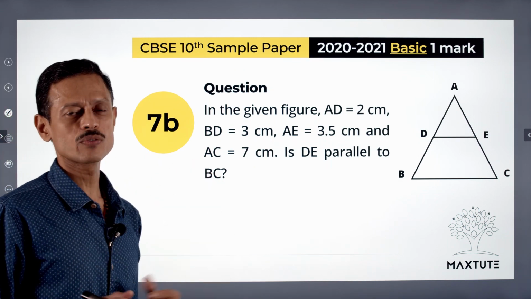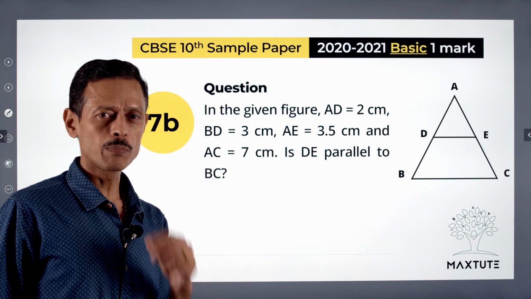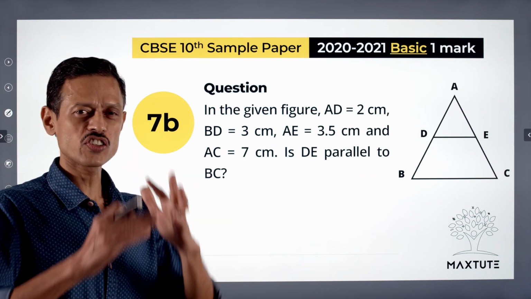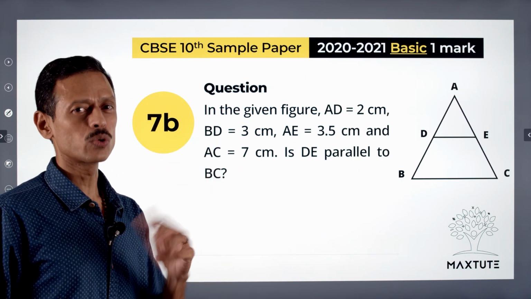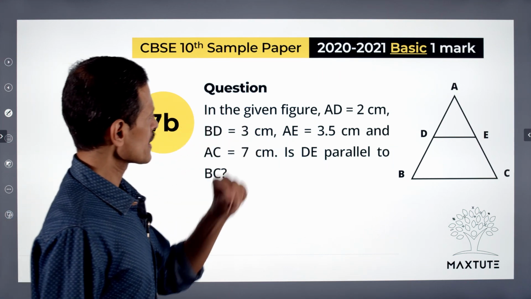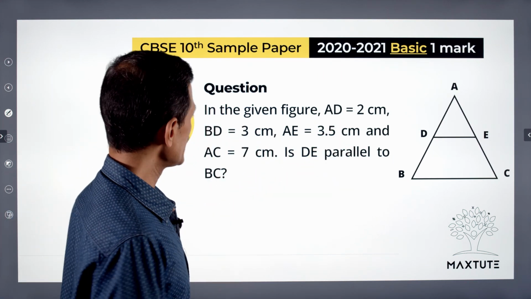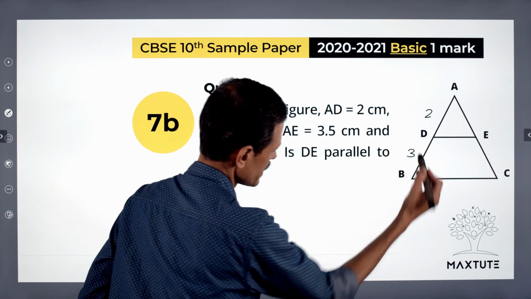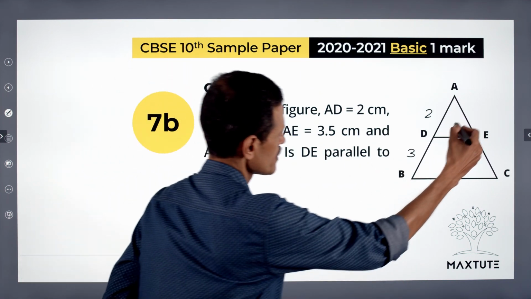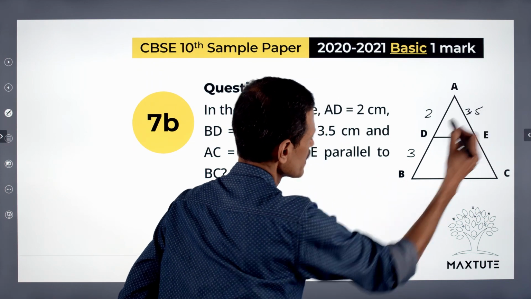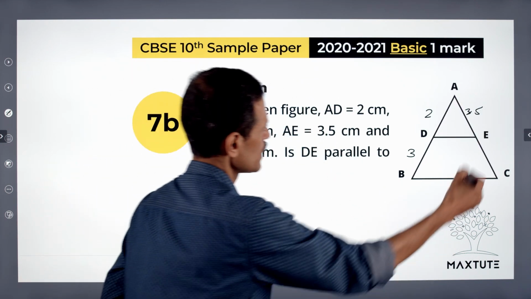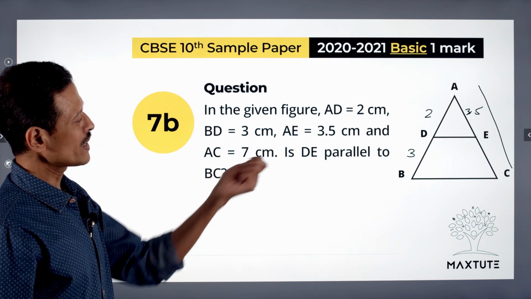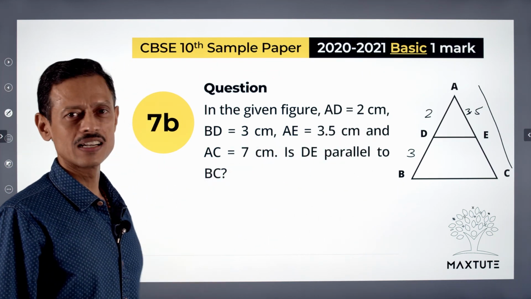This is also a triangles question. It deals with a property, a theorem that we have learnt. Let's read the question, do the theorems first, just to understand what it is, and then see how to solve it. In the figure given below, AD equals 2 centimeters. We'll mark it. BD is equal to 3 centimeters. AE is equal to 3.5. And AC equals 7. This entire length is equal to 7 centimeters. What is asked is: is DE parallel to BC?